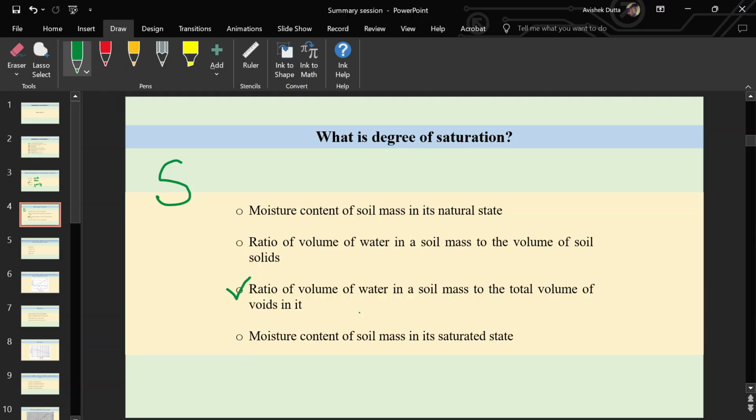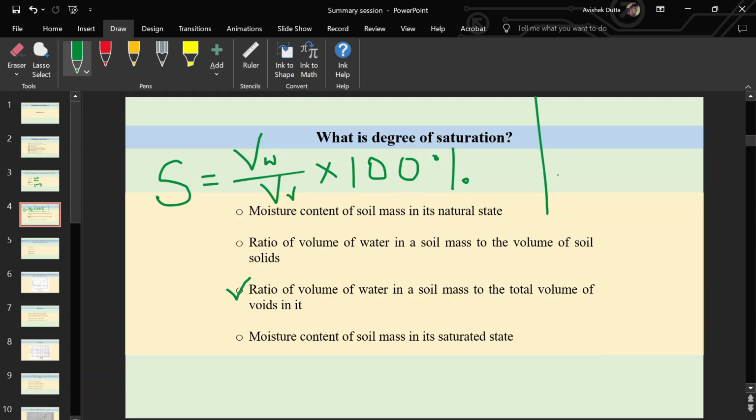Ratio of volume of water in a soil mass to the total volume of voids in it, because the formula is volume of water in a soil mass to the volume of voids, and that we express as percentage. So this is the degree of saturation. And what do you mean by moisture content? Can you tell me what is the definition of moisture content? Basic definition.